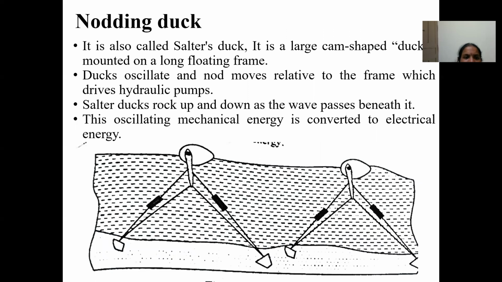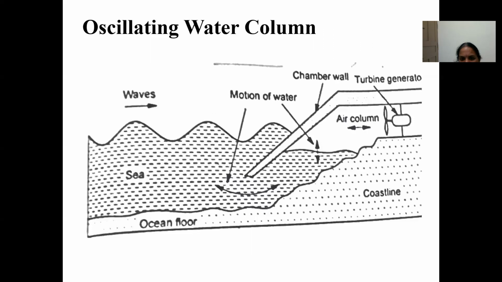And the nodding duct is also called Salter's duct. It is a large cam-shaped duct mounted on a long floating frame. Ducts oscillate and nod relative to the frame, which drives hydraulic pumps. Salter's ducts rock up and down as a wave passes beneath them. This oscillating mechanical energy is converted into electrical energy.